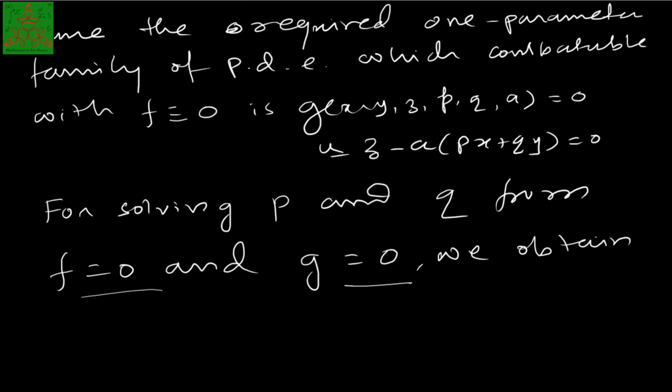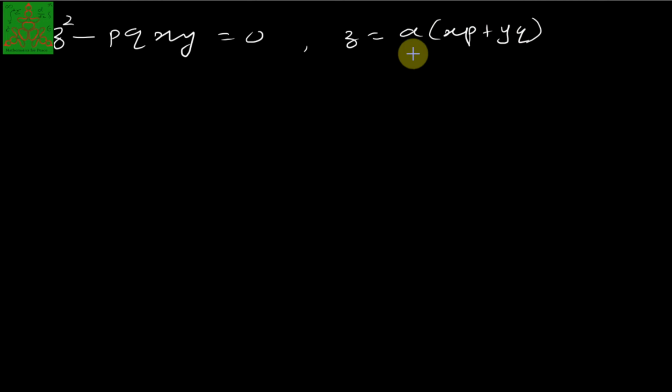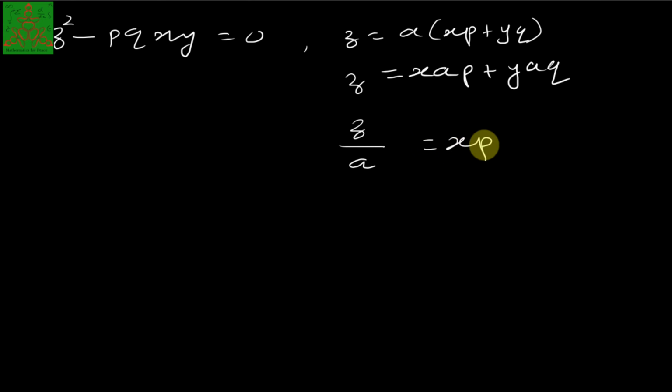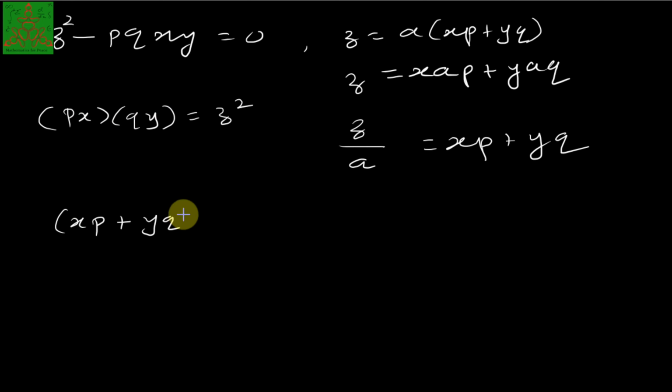Let me write what these two equations are. We have given that z square minus pqxy equal to 0, this is our f equation, and we have obtained the equation g: z is equal to a times (xp plus yq). Our objective is to calculate the value of p and q from these. So this is z by a equal to xp plus yq. Then xp into yq equal to z square. For (xp plus yq) square, it will be z square by a square.